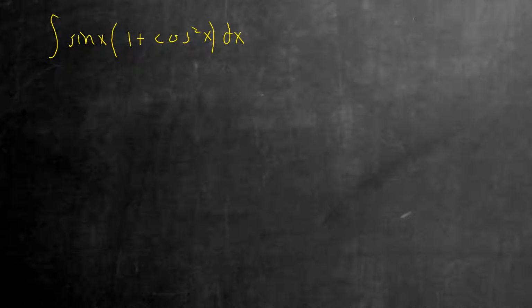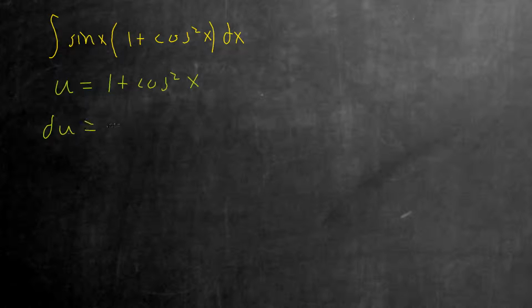All right, we're looking at the take-home quiz. Number 1. We're going to integrate sine x times 1 plus cosine squared x dx. What I saw a lot of kids thinking was that u might be 1 plus cosine squared x. So let's try to derive that.